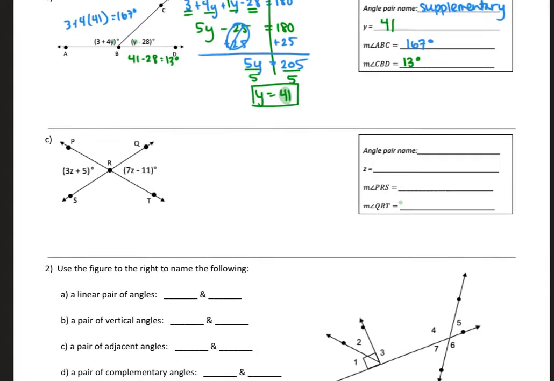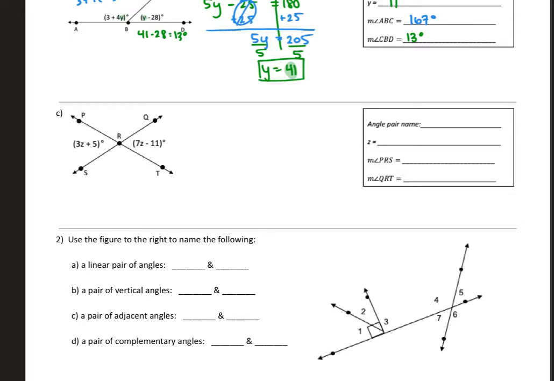All right, looking at part C. These angle pairs are created by intersecting lines and they're opposite angles, or they're across from each other. So these are called vertical angles. Remember that vertical angles are congruent, which means they are equal. So to solve, we're going to set them equal. So 3z plus 5 equals 7z minus 11.